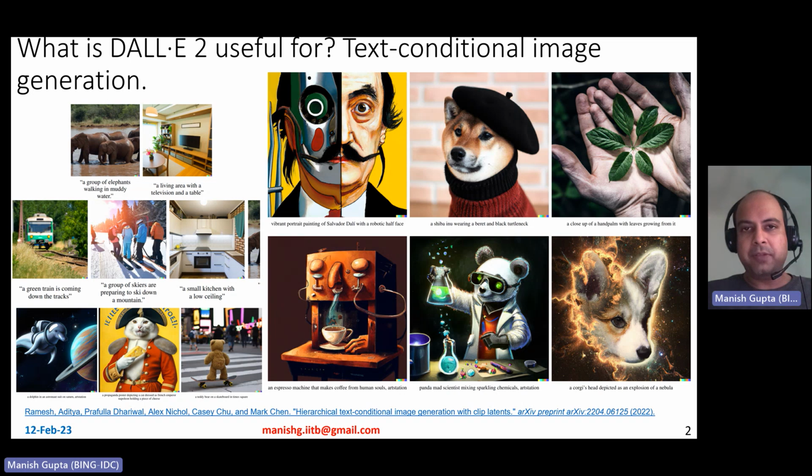Previously, there have been several models which could be used to generate images, but without any text conditioning. But DALL-E 2 is one of these models which has been shown to be much better compared to previous models in terms of taking captions and then coming up with images that suit those captions. Vibrant portrait painting of Salvador Dali with a robotic half face, or a living area with a television and a table, or a small kitchen with a low ceiling, or a teddy bear on a skateboard in Times Square, and so on.